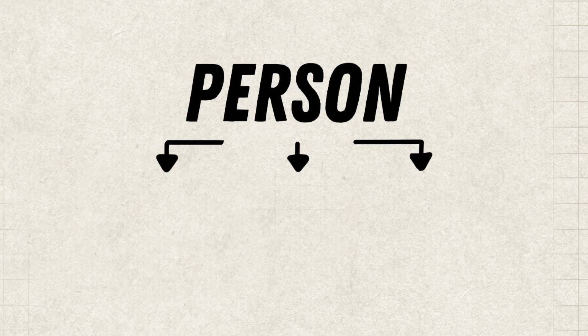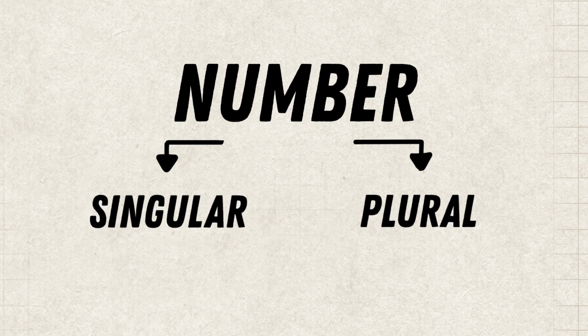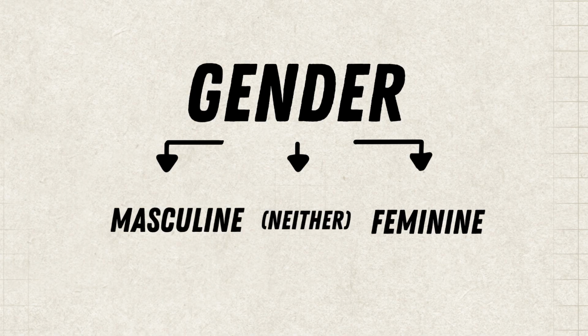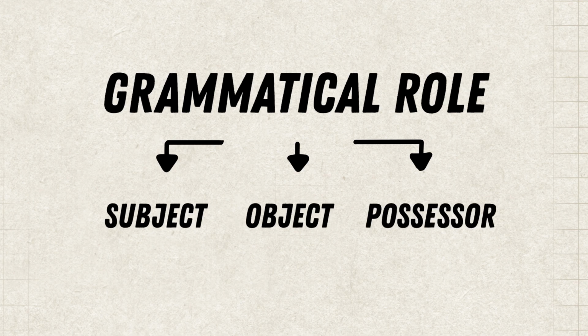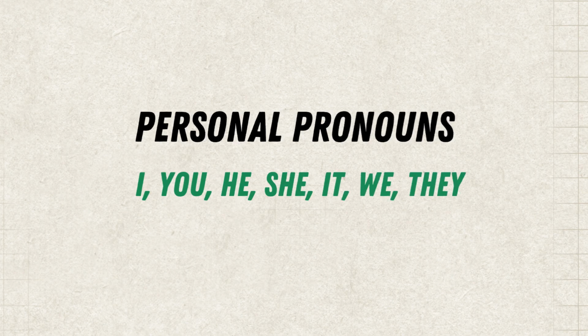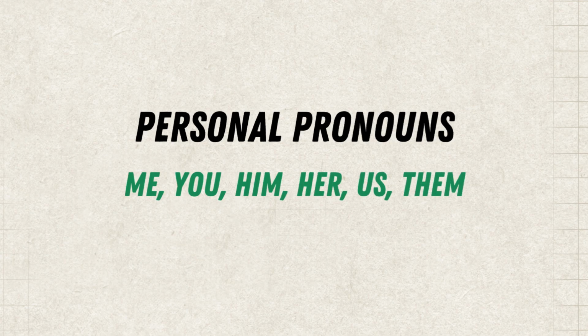Importantly, pronouns participate in systems of person (first, second, third), number (singular or plural), gender (masculine, feminine, and neither), and grammatical role (subject, object, or possessor). We can divide English pronouns into several other subcategories. The most common ones are personal pronouns in their subjective case forms, including he, she, and they, and their objective case forms, including him, her, and them.